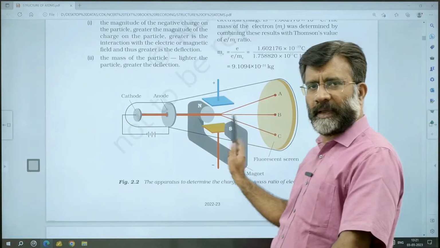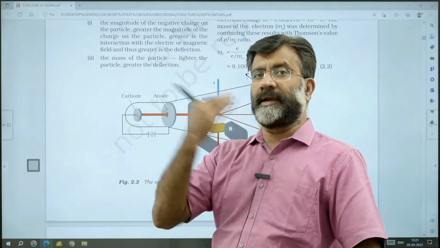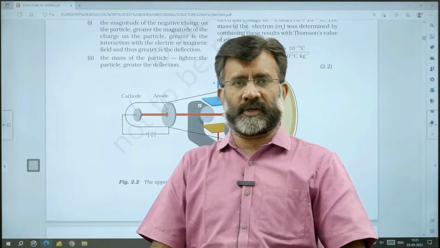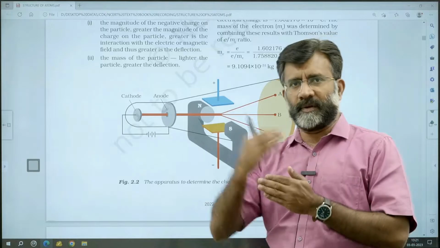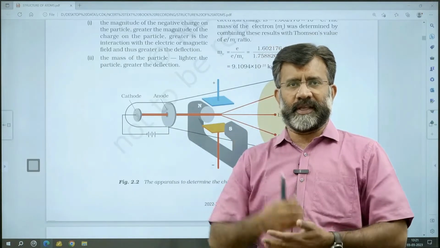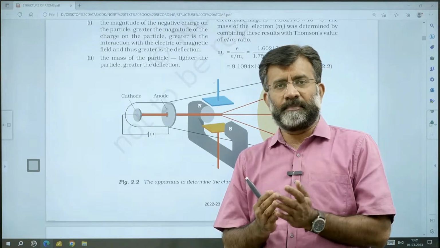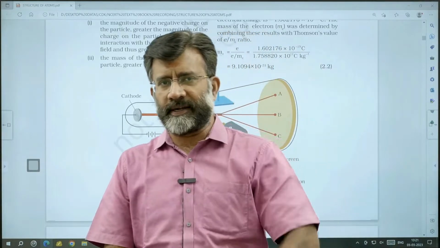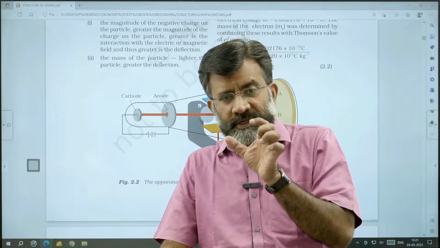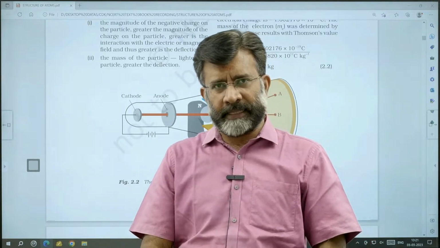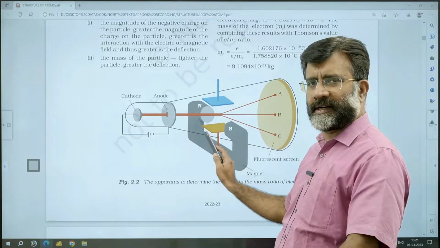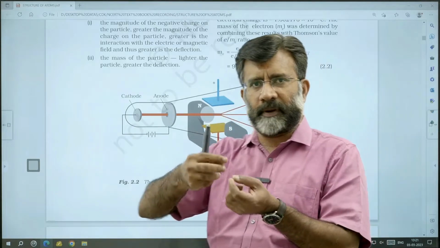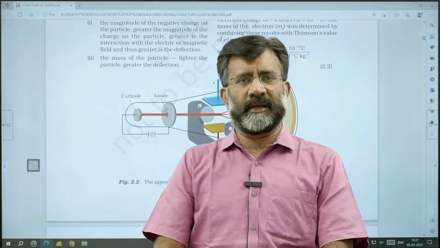If you introduce a magnetic field or an electric field, they will deviate in such a way that shows their characteristic of being negatively charged. If you give an electric field, they will deviate. If you give a magnetic field, they will deviate. And the deviation depends on the charge that you are giving. Now, what did he do? He adjusted the magnetic field and electric field in a controlled manner so that the beam travels in a straight line. And looking at the potentials applied, he was able to calculate the charge.